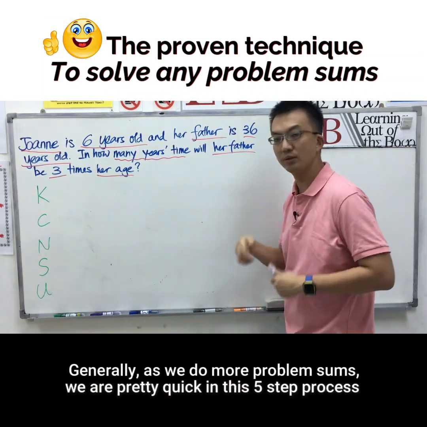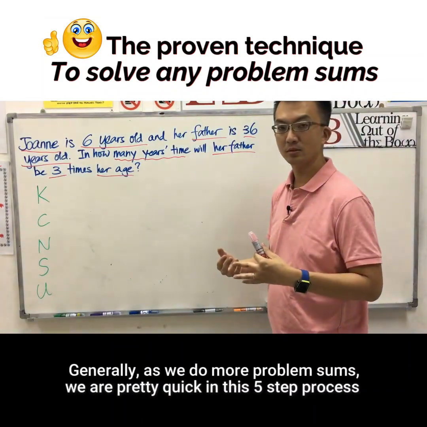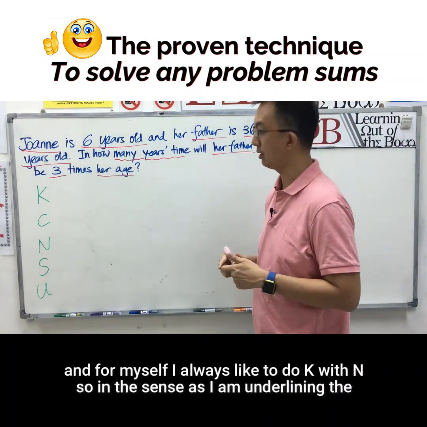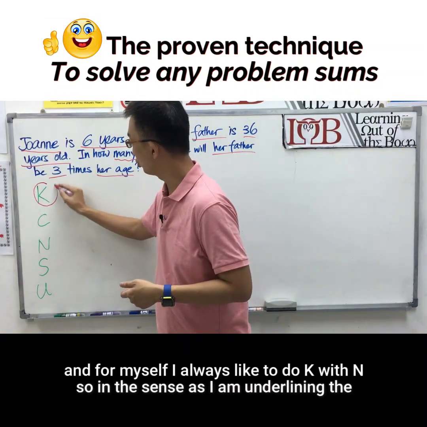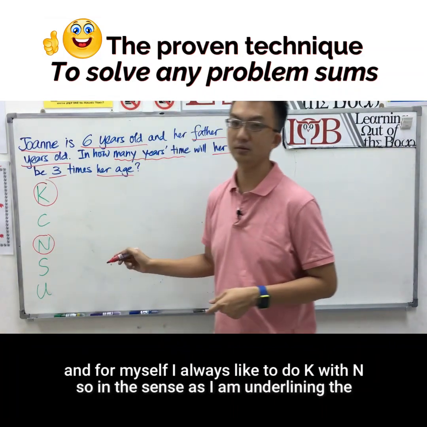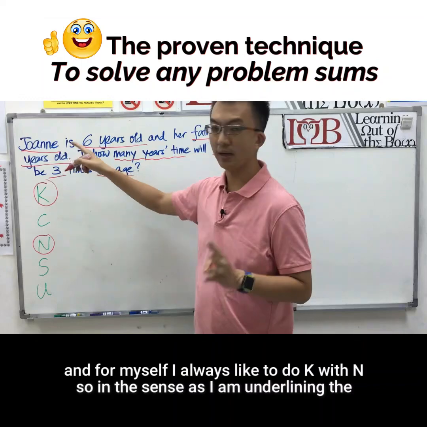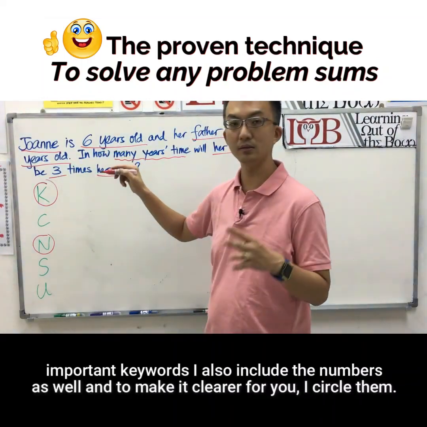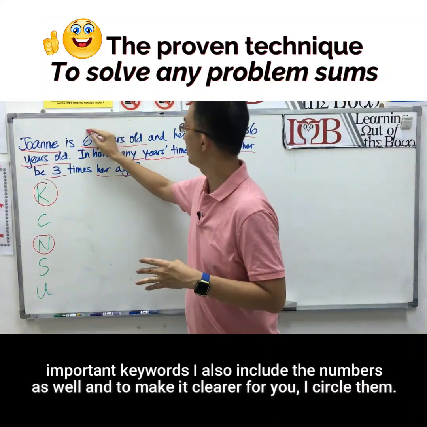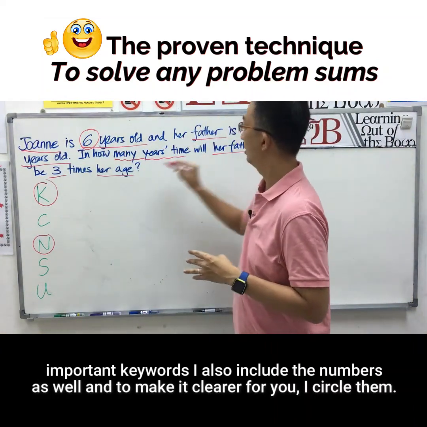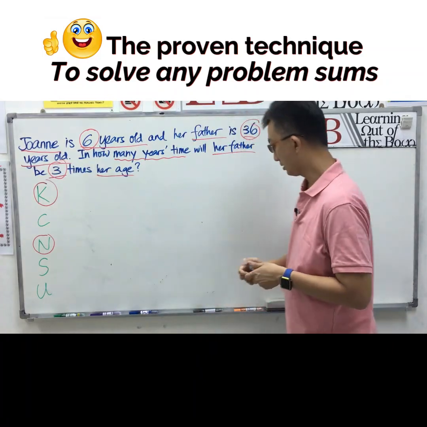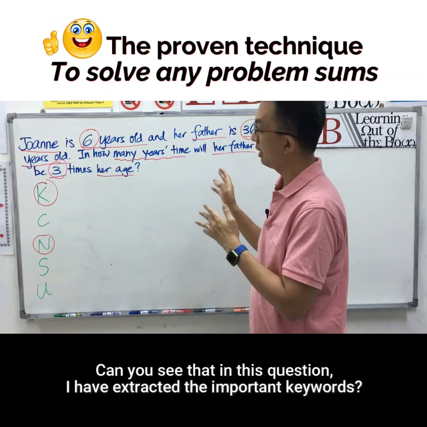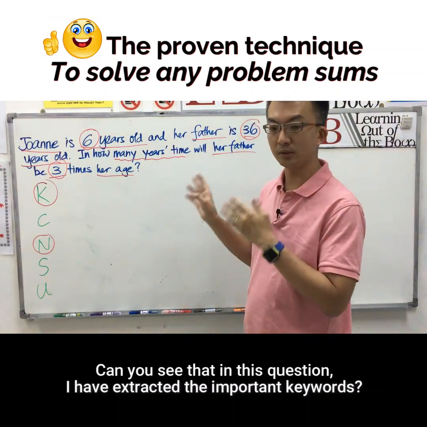Okay, generally as we do more problem sums, we become pretty quick in this 5-step process, and for myself, I always like to do K with N. So in a sense, as I'm underlining the important keywords, I also include the numbers as well, and to make it clearer for you, I circle them. So can you see that in this question I have extracted the important keywords?